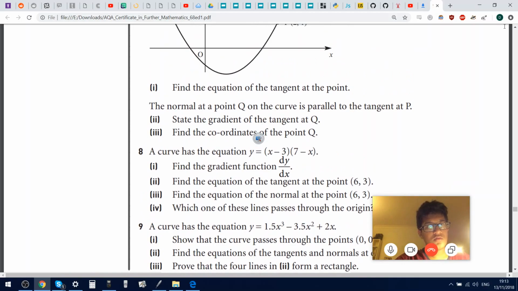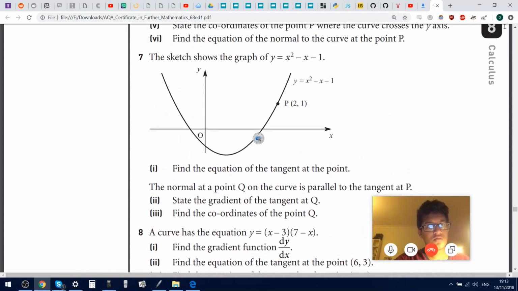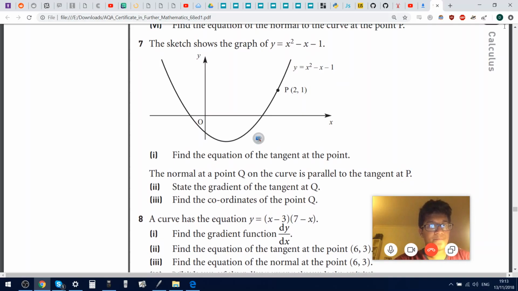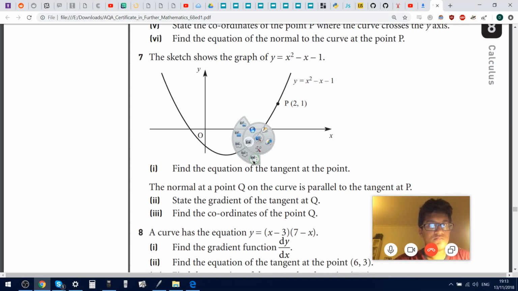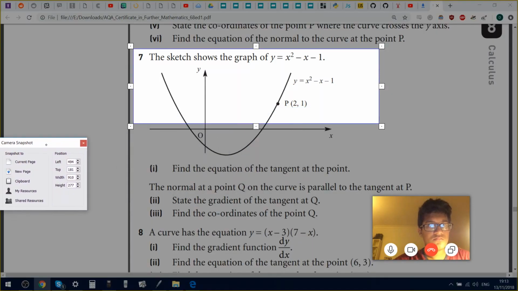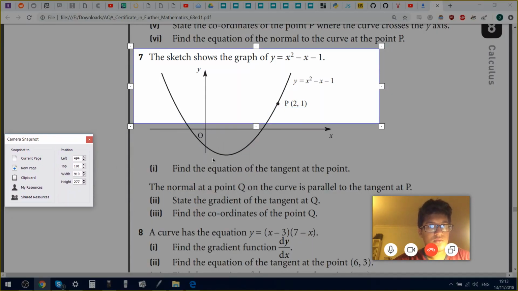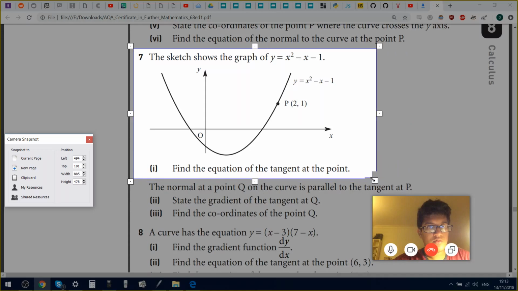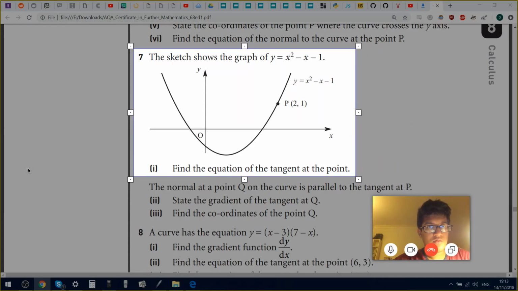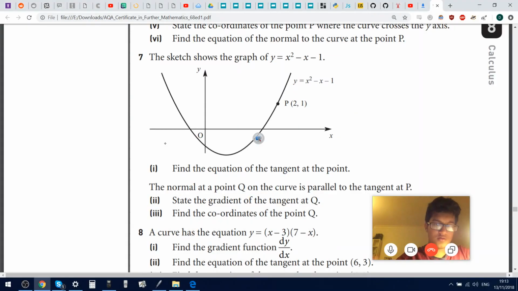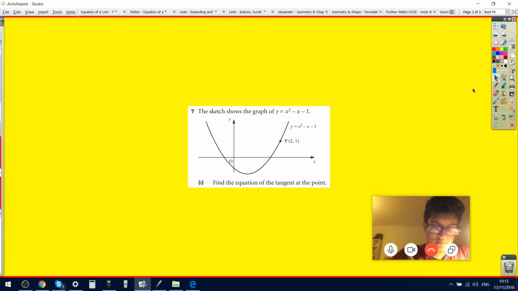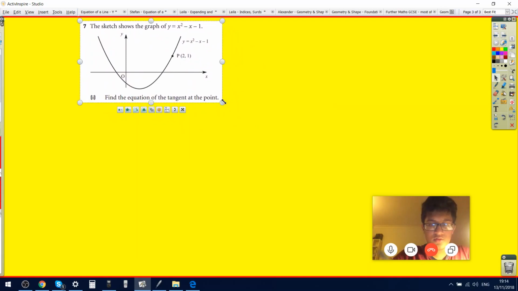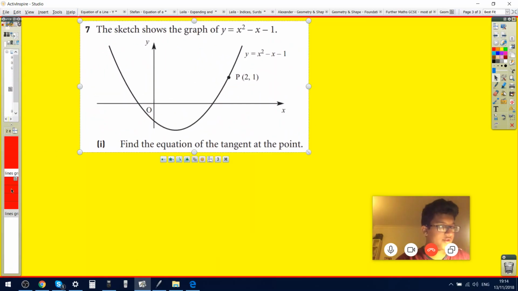Question 9, I think, is supposed to be difficult because they use difficult numbers, but it doesn't really seem like it's very good. Let me just see this. State the gradient of the tangent at Q. Yes, this looks good. Wait. Find the equation of the tangent at the point. Do they mean P? Must be. Okay, so how would we do this? I might just draw that sketch quickly.